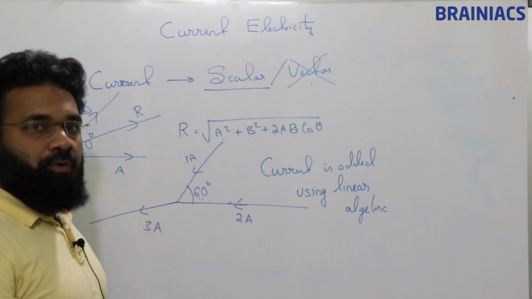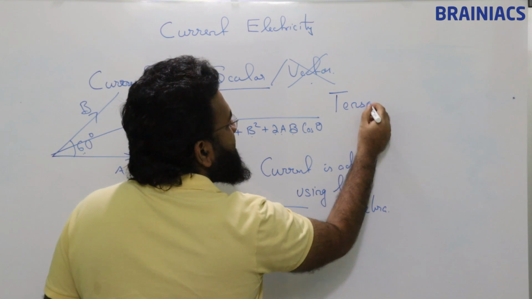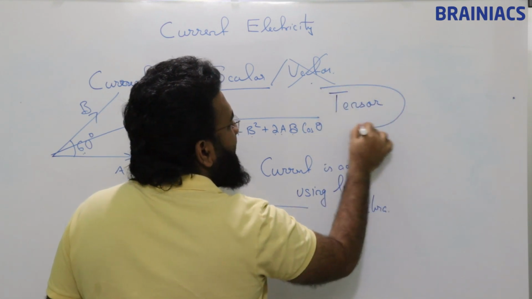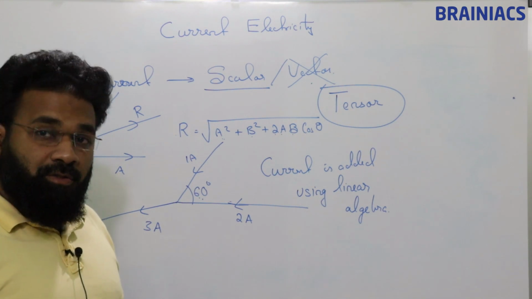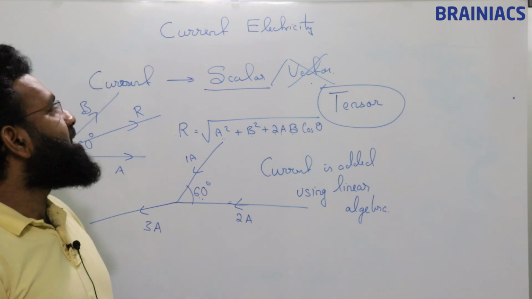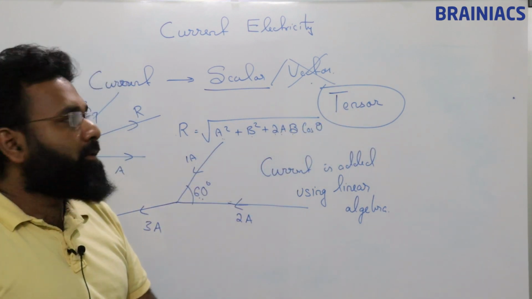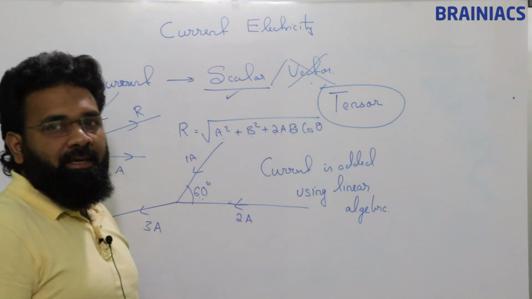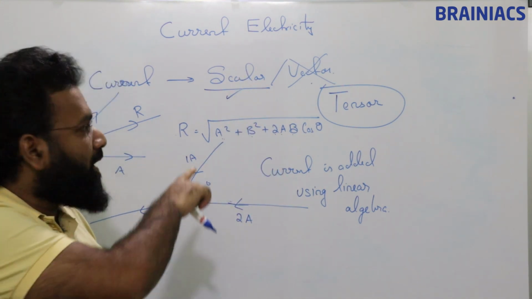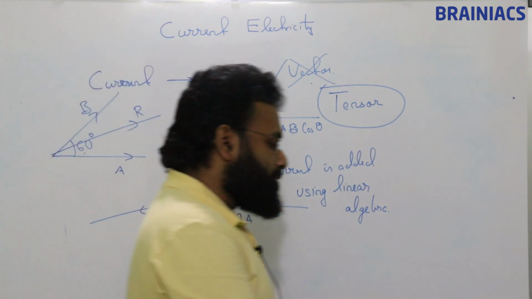Another terminology you can use is tensor. Current is a tensor. It has some characteristics of vector, but it is a scalar. So those kinds of things you can say tensor. But here, if tensor is not there in the option, you can mark scalar. So current is a scalar quantity.